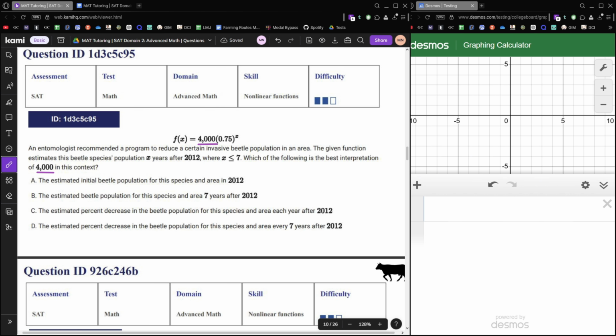Now normally I would tell you then you want to find out what x represents and what y represents. But if we look at our answer choices, there's only one with the word initial in it. It's not a percent decrease, and it's not 7 years after. It's in that first year. So that means our answer would be A.